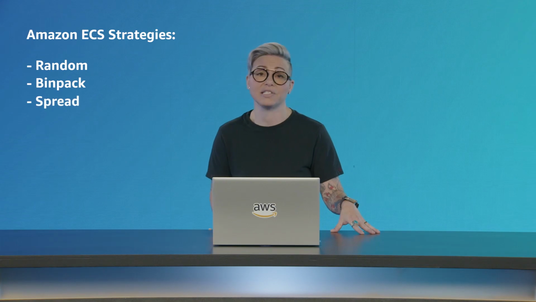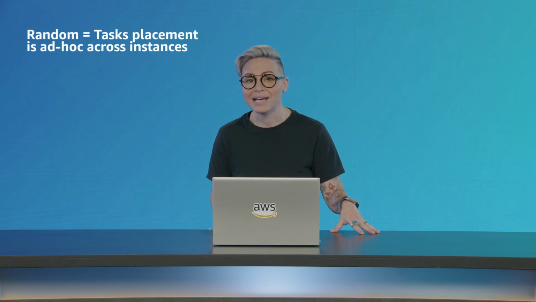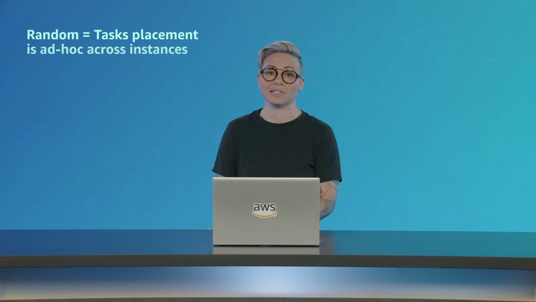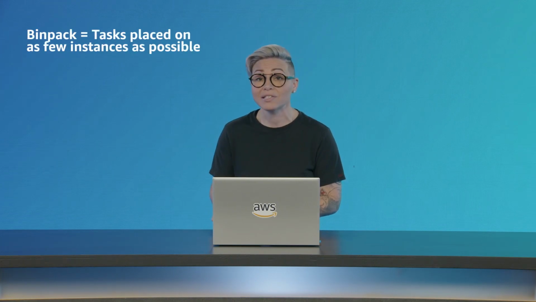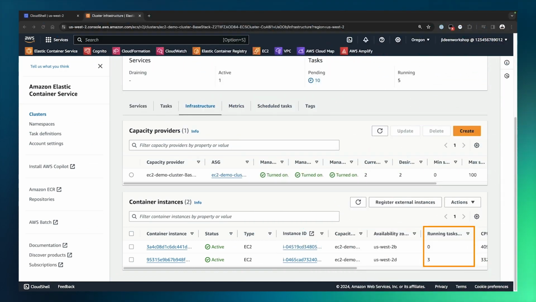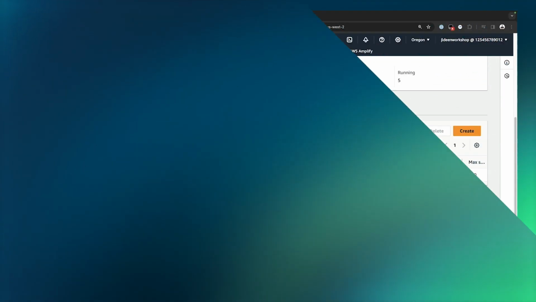Strategies are then used to sort the rest of the instances by preference to determine which is best. ECS offers 3 types of strategies: random, bin pack, and spread. Random places tasks ad hoc across your instances. The bin pack strategy tries to fit your workloads in as few instances as possible for maximum utilization. With bin pack, you can optimize for either memory or CPU. As you can see, all of the tasks are running on a single instance.